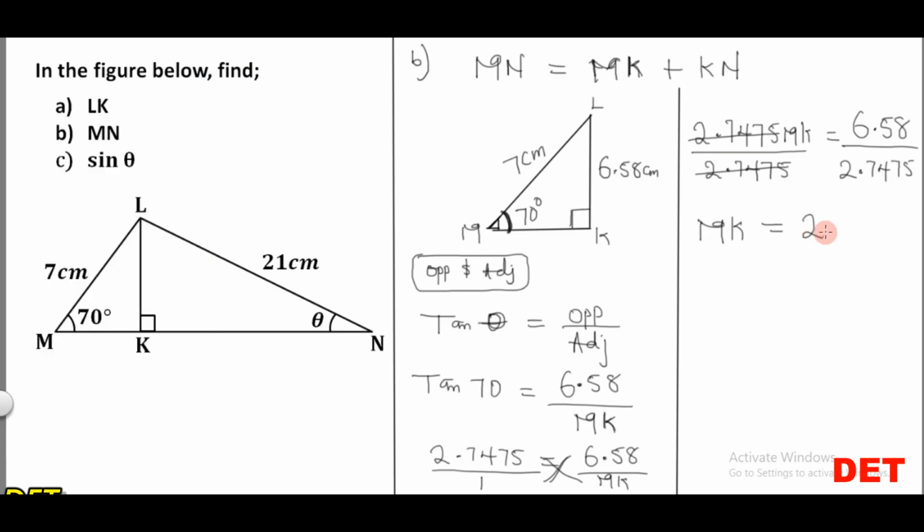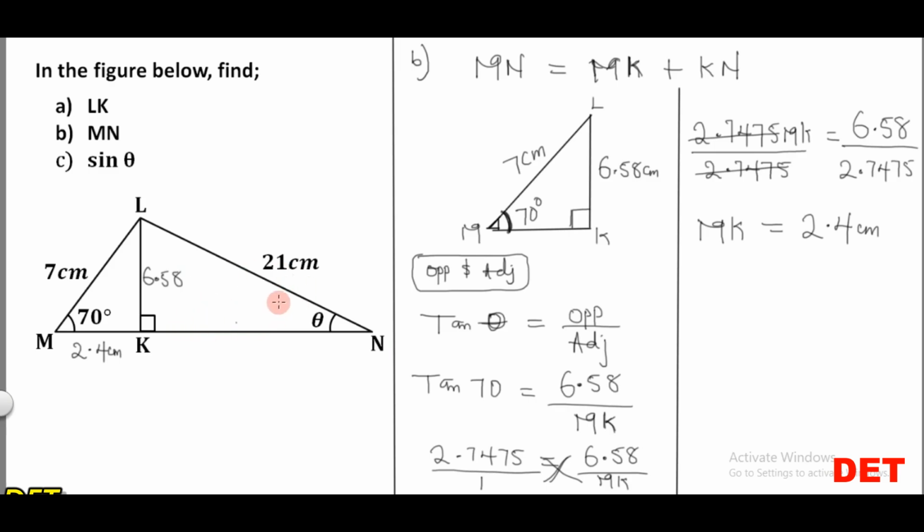All right, 2.4 centimeters. So the distance from here to here is what? 2.4 centimeters. All right, so my MK is what? 2.4 centimeters. The next thing is to look for what? KN, that is from here to here. All right, so the distance, your LK, we've calculated it to be what? 6.58, correct? 6.58.